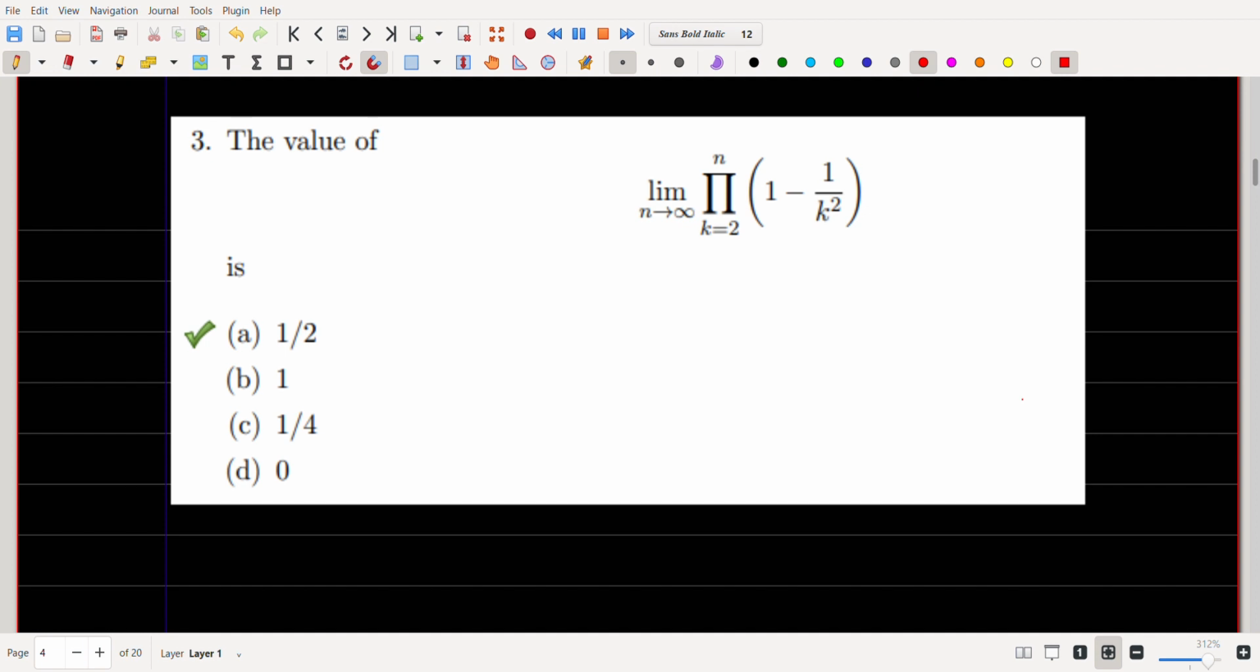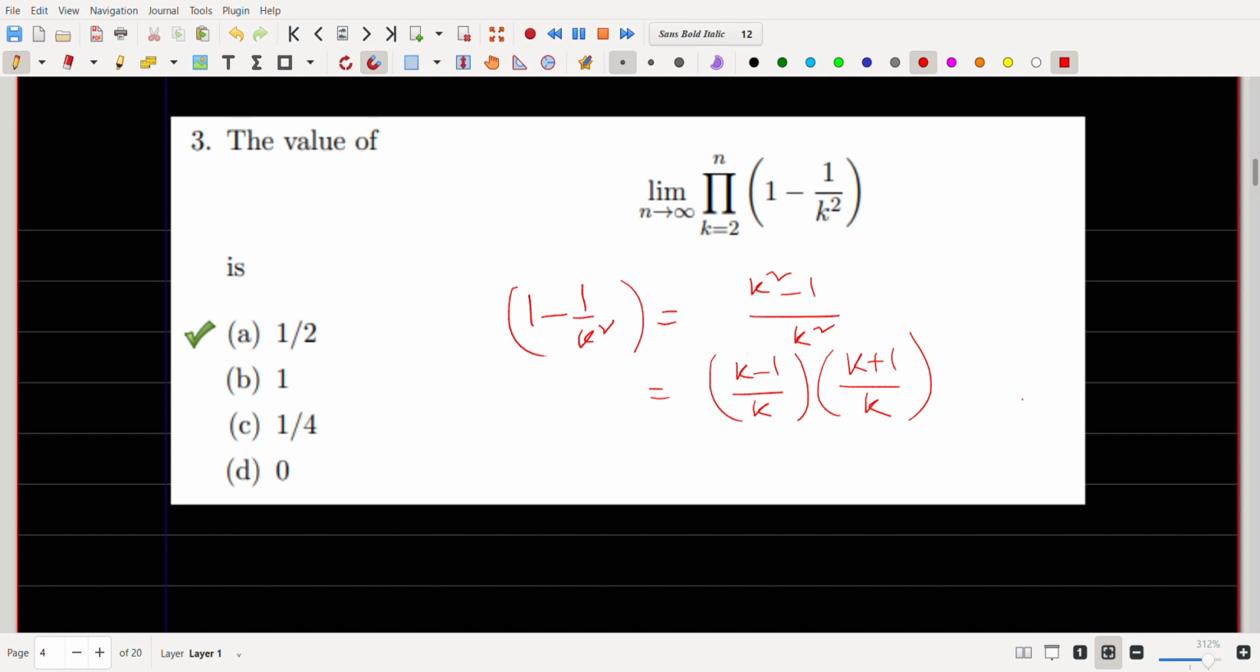Now this one is also a simple problem. So basically if you see, starting from 2, 1 minus 1 by k square is given by k square minus 1 by k square, which is the same as k minus 1 by k times k plus 1 by k.